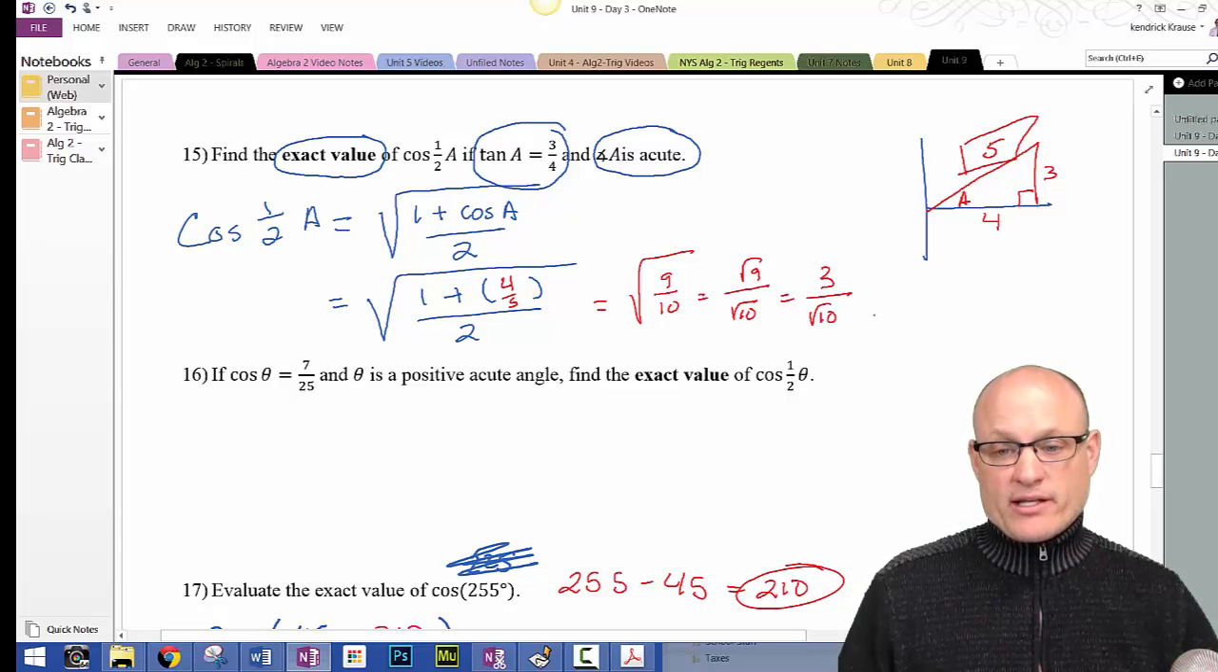And that we cannot leave. We must multiply by radical 10 over radical 10. And I finally get 3 radical 10 over 10.